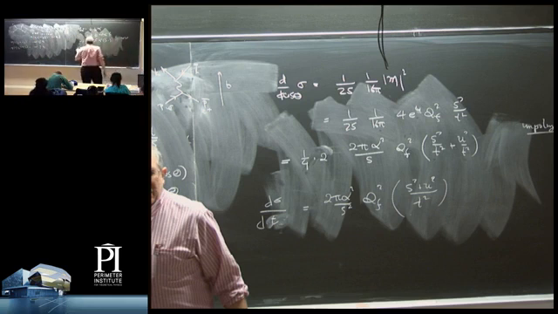And here's the final answer. d sigma d cosine theta is equal to pi alpha squared over s, Qf squared, (s squared plus u squared) over t squared. And yeah, we're doing good.